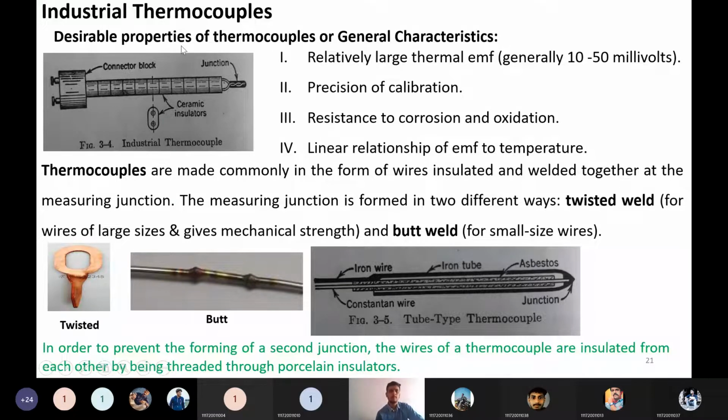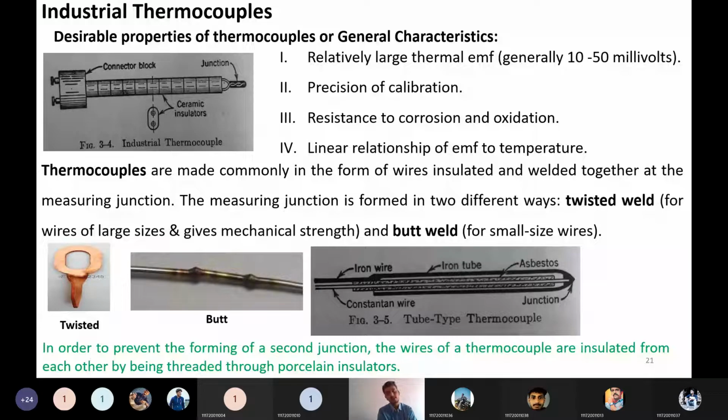So the desirable properties of any type of thermocouple, or general characteristics, we can say, is a relatively large thermal EMF. Usually that will be around 10 to 50 millivolts. So in millivolts, this EMF will be measured. A thermocouple should have a relatively large thermal EMF for a given temperature range in order to use a simple and rugged measuring instrument for indication of temperature. So to indicate a temperature, there should be a relatively large thermal EMF, generated according to the range of that particular thermocouple. Usually that will be between 10 to 50 millivolts. So the EMF of most thermocouples will be around 10 to 50 millivolts for the desired temperature range.